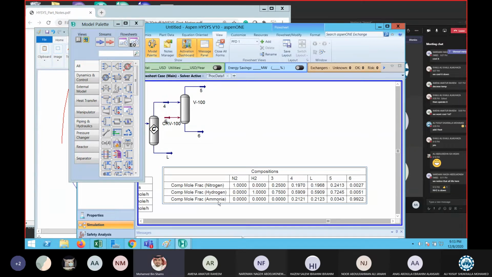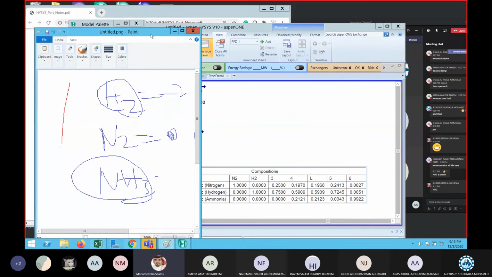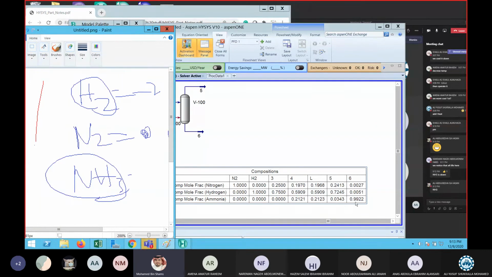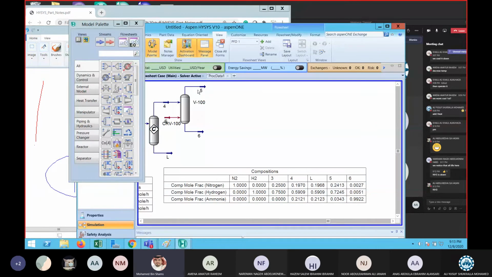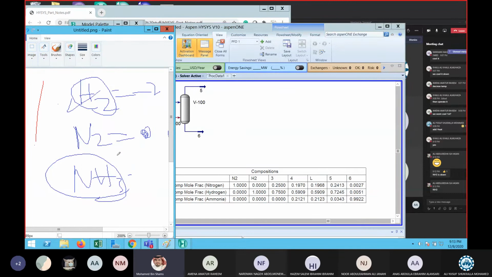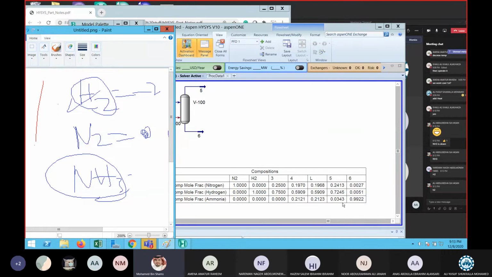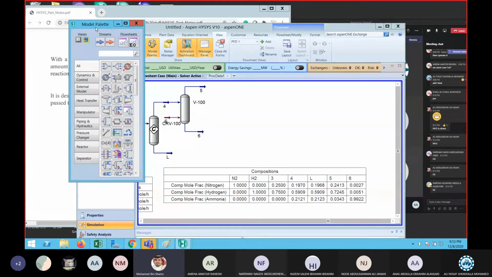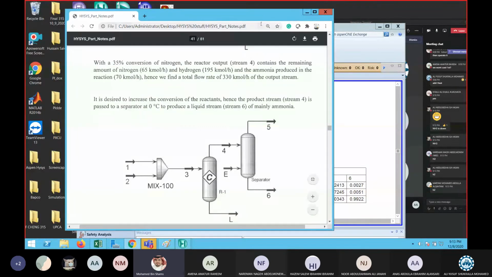Ammonia, right? Ammonia is the most at 99. Okay, so let's agree with what we see here. Our guess was correct. What about stream 5, what should be the most? It should be the lightest. So I should have more of the lightest, and that's what I see here. I have more hydrogen, and the next best is nitrogen. I have the least ammonia because it all went to the bottom. Good, so now we are okay.